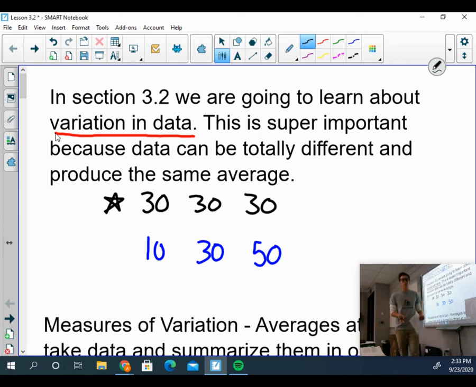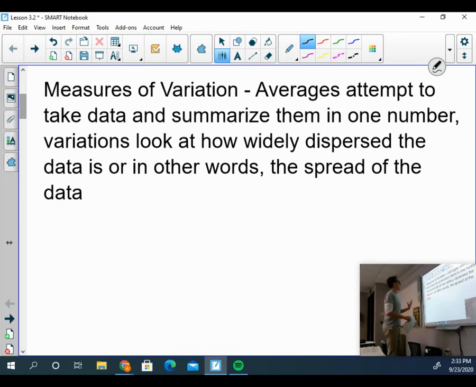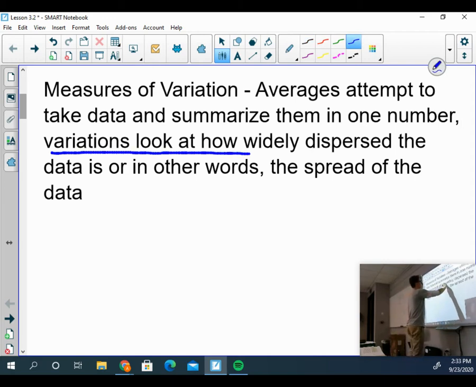What's the point in this illustration? Variation and spread of data is important. Almost as important as what the average of the data is. So we are going to learn in 3.2 about measures of variation, and we will use them for the rest of stats. We not only care about what the average of the data is, but how consistent it is. While averages attempt to take data and summarize it into one number, variations are going to look at how widely dispersed the data is, or the spread of the data. Again, this lesson is going to be all about variation, how widely dispersed the data is.